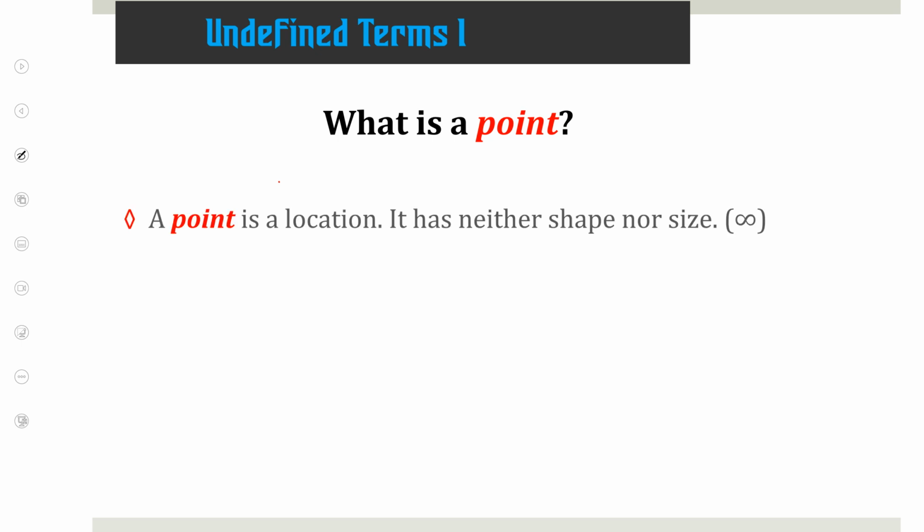Look at that. Point is a location. Now here's the weird part. It has no shape nor size. Well, how is that possible? Casey, does your point have size? Yeah, it does. We could get a really small ruler and measure the size of that point. So how can something exist if it doesn't have any shape or any size? And the answer is it can't. So now we get into some theory here.